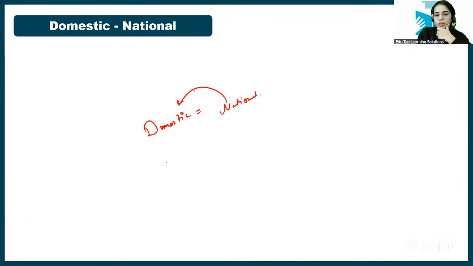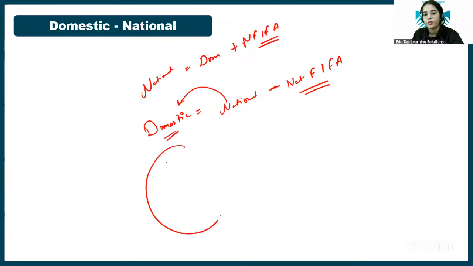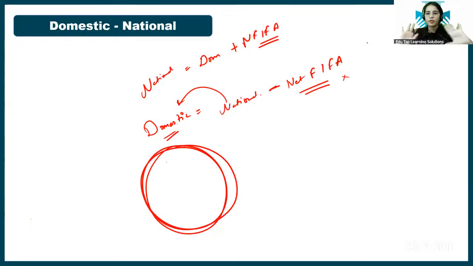National to domestic, here you have to deduct the net factor income from abroad. So when you are going from domestic to national, in the national, you have to add the net factor income from abroad. But in the domestic, you have to deduct the income from abroad, because in domestic, we only want to see the production in domestic territory. We do not want to include the factor income from abroad. Okay. Any confusion here?